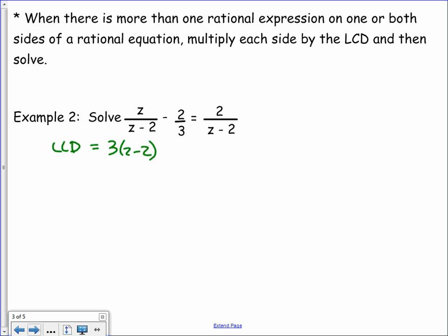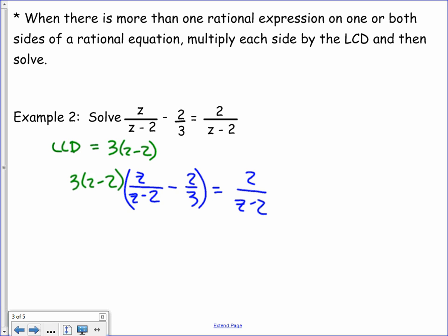So we're going to multiply each side of the equation by 3 times z minus 2, since that's what the least common denominator is. And then the original equation is z minus 2 thirds, so we're going to multiply by that, and that equals 2 over z minus 2 times the least common denominator. Now we're going to want to simplify that.